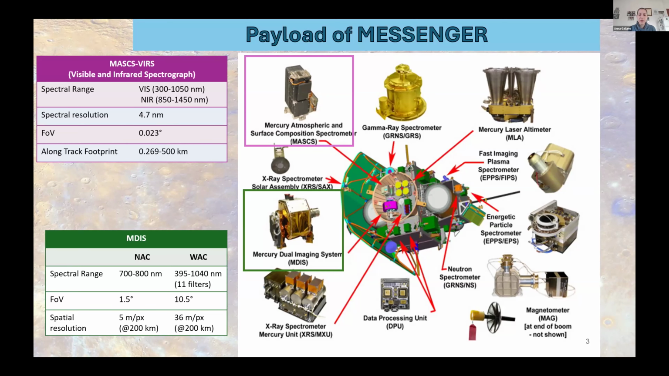I will also talk about the data from MDIS, the Mercury Dual Imaging System camera, which was composed of a narrow angle camera acquiring data in the 700 to 800 nanometer range. In particular, I will focus on data from the wide angle camera, which was made of 11 filters covering the range from about 400 to 1,000 nanometers.